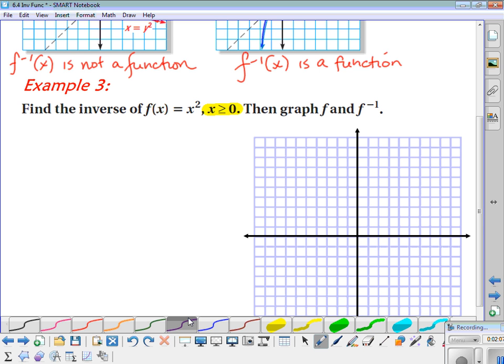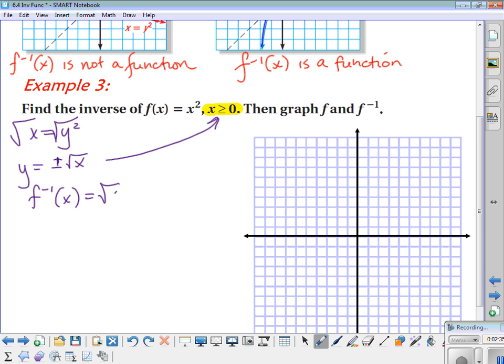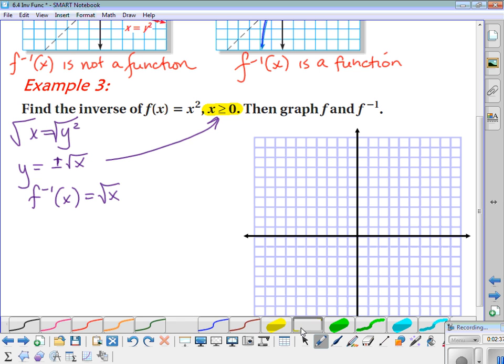So first looking at finding the inverse, I switch my x and y. So now x is equal to y squared. So I have to take the square root of both sides. And so normally y would be plus or minus the square root of x. But again, they've limited the domain right here. So my inverse is actually just going to be the positive square root of x. So I'll write it that way. Okay, so that's my inverse.